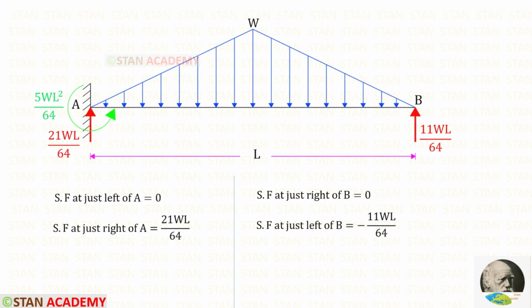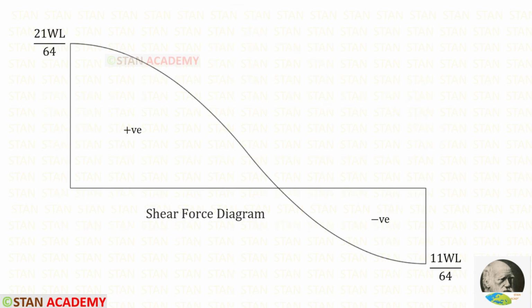Using the right hand side rule, we can find the shear force values at point A, and using the left hand side rule, we can find the shear force values at point B. Here you can see the shear force diagram. At this point, the shear force becomes 0. At this point, there will be maximum positive bending moment.